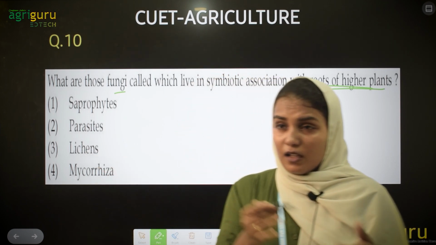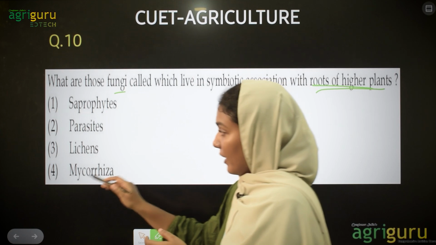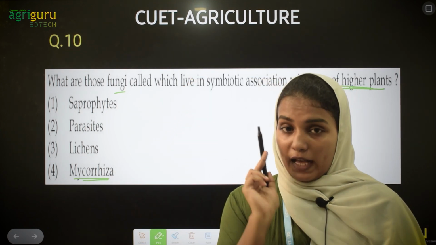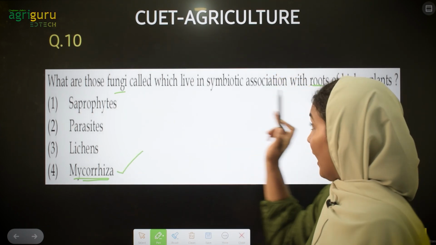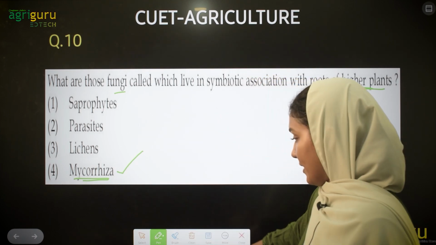Lichens are the association of algae with fungi. And the right answer is mycorrhiza, that is fungi plus the roots of higher plants. That is a symbiotic association of fungi and the roots of higher plants. Option number 4 is the right answer here.